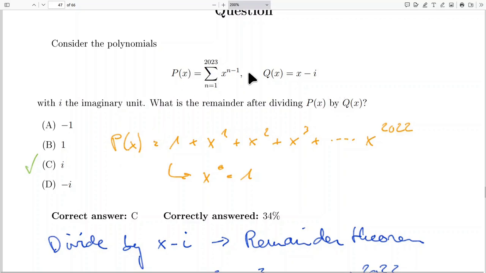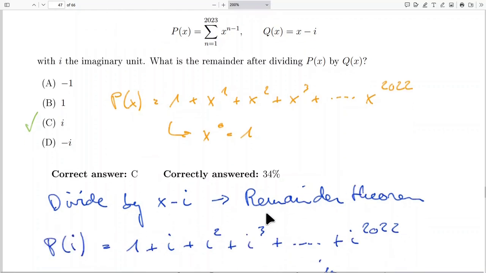P of x, if we write this out, is x to the n minus 1. For n equals 1 that's x to the 0, so that's 1, and then we get x to the 1, x to the second power, x to the third, and so on until n equals 2023, so x to the 2022. Okay, and then we divide by x minus i.